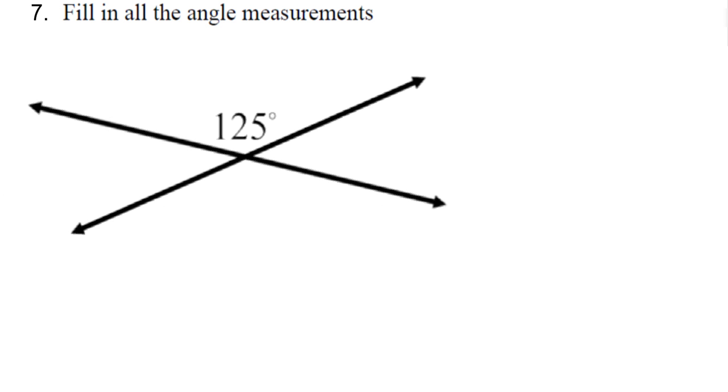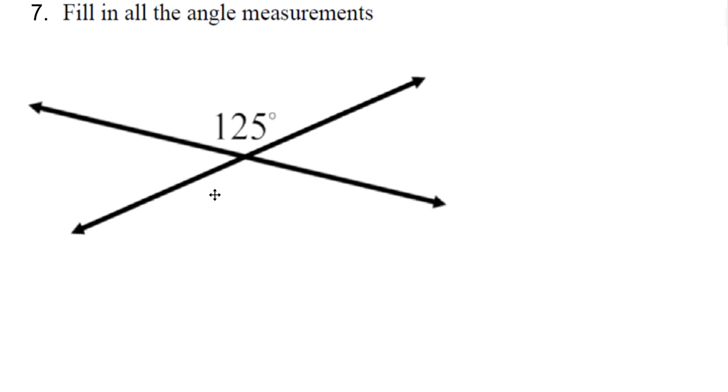So here we want to fill in all the angle measurements. Well, we have 2 lines that are intersecting with each other, and 1 angle measurement is given. We should be able to find the other 3 missing angle measurements. Well, what do we know that can help us? Based on what we have here, we can see we have some vertical angle pairs. So if this measurement here is 125 degrees, we know its vertical pair would also be 125 degrees. That would go here.